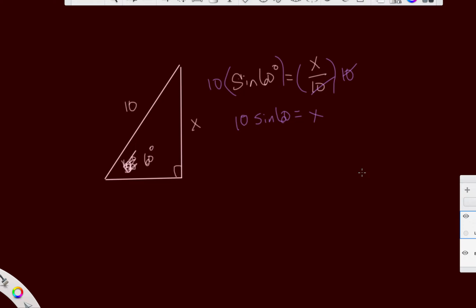And all I have to do is turn on my calculator, hit 10 sine 60, and enter. And I get a value of about 8.7. Right? And that's how you solve that. And a couple of those will be multiple choice. It should be nice and easy.